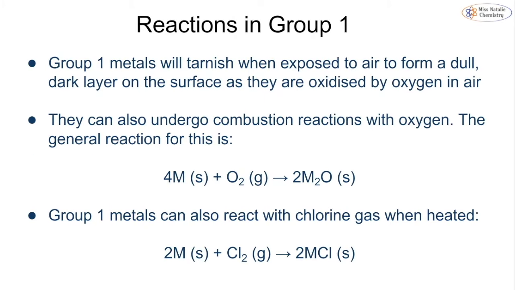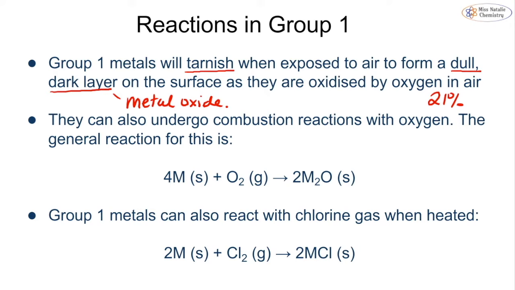So let's start off with the reactions of group 1. Group 1 metals are going to tarnish when they are exposed to air, and this forms a dull, dark layer on the surface. And this dull, dark layer is our metal oxide. This is because they're being oxidized by the oxygen that is in the air. Even though there's only a small amount of oxygen in the air, remember there's 21%, it is still enough to very rapidly react with the metal to give you that dull metal oxide.